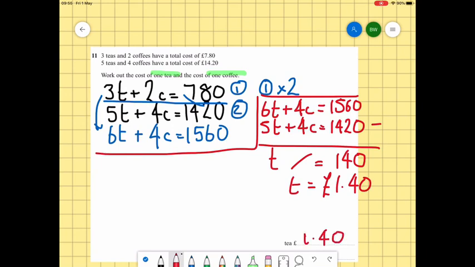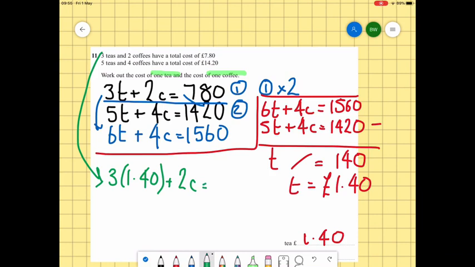Now, in order to work out the cost of a coffee, I'm going to just substitute back into this first one. And it wouldn't matter which of the three I substituted into, but 3 teas, so 3 lots of £1.40, plus 2 coffees gives me a total cost of £7.80. Could have kept it in pence, but I haven't. 3 times 140. Well, 3 times £1 is £3. 3 times 40 pence is 120. So I've got £4.20 plus 2c equals 7.80.